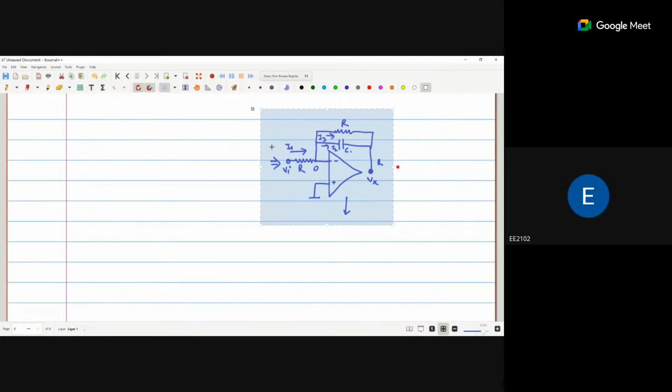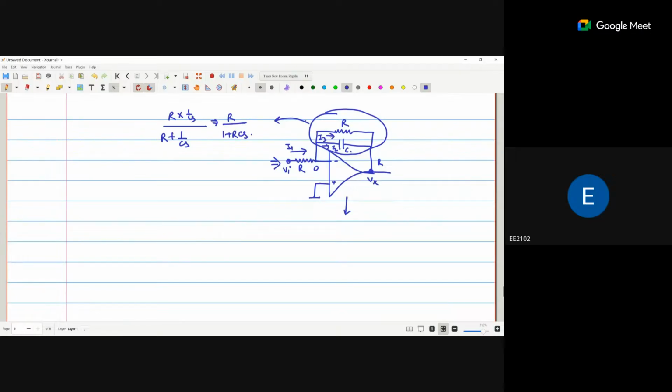Now, if you check, this is my feedback circuit. So this is my feedback. Okay, so what is the feedback? The feedback is R into 1 by Cs, because this is a parallel combination, upon R plus 1 by Cs. So it is R upon 1 plus RCs.